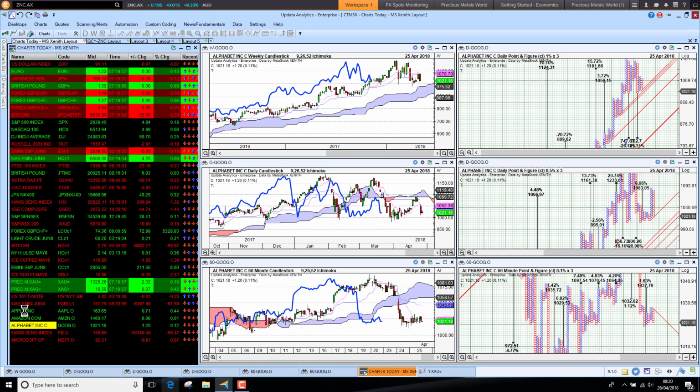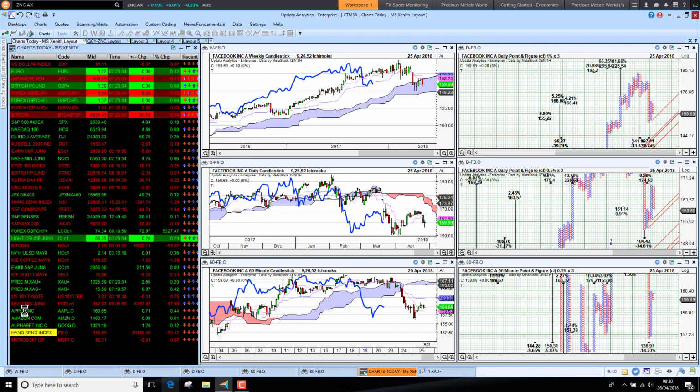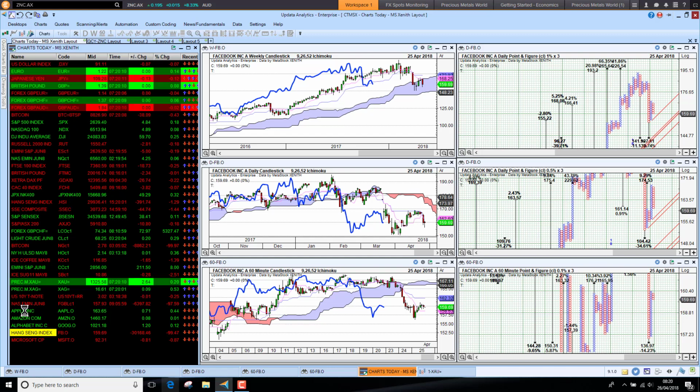Facebook actually was interesting. They were down yesterday, but the results came out last night. Very strong results from Facebook, and we saw post-market trading of several percent higher. So it'll be interesting to see whether Facebook can hold these gains today at the market open.